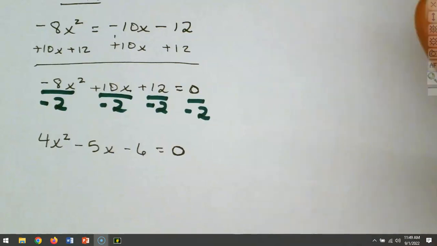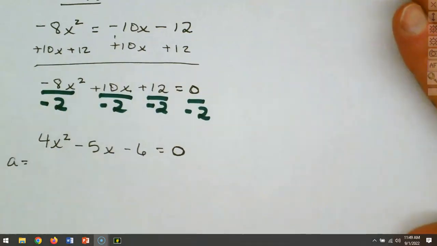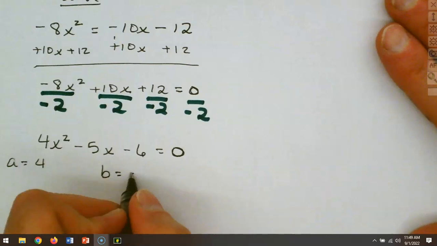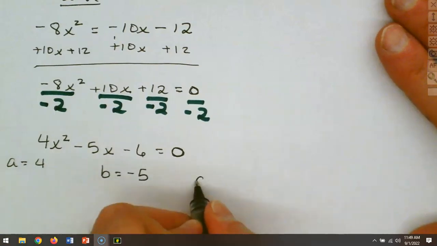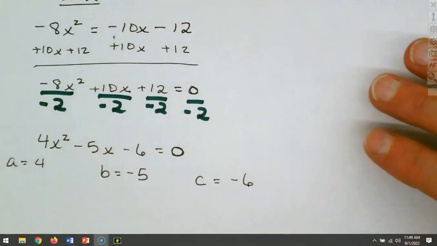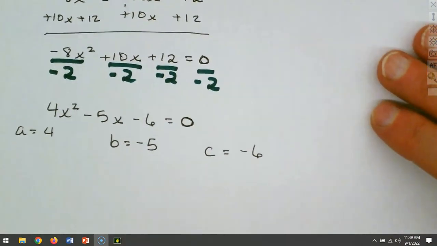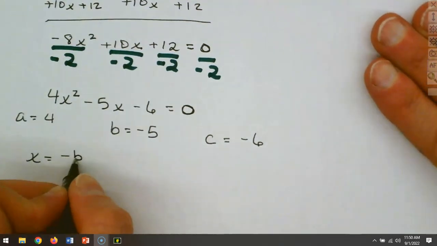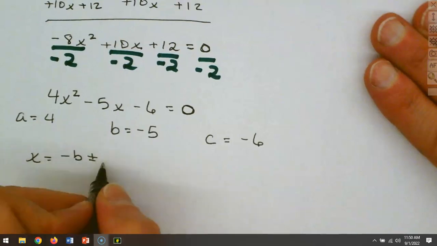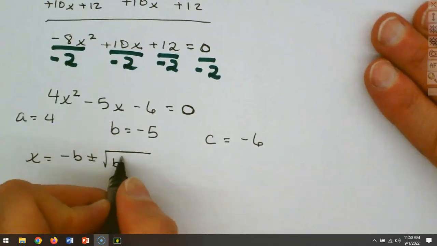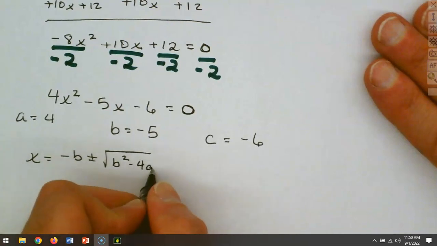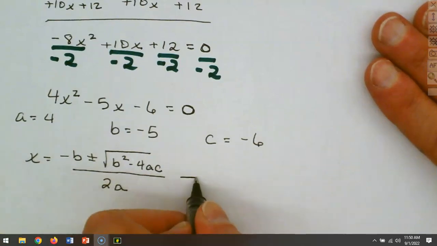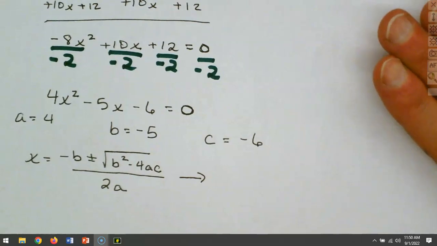Now, what is our A going to be? The A is going to be 4. The B we need to be careful with. Yep, minus 5. Careful with your signs there. And C is a negative 6. Now we can write up and apply our quadratic formula. So that's negative B plus or minus the square root of B squared minus 4AC, all over 2A. And now we're going to apply that with our numbers.